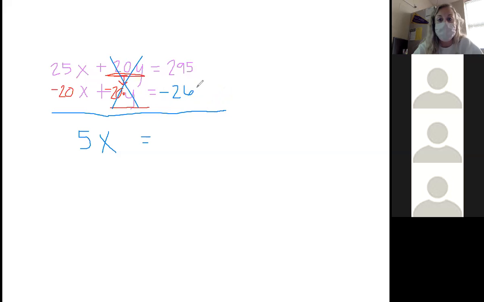So now when I subtract these, what's 295 minus 260? 35. Good. This is how he got 7. I'm so proud of you. Divide by 5, not what you had. You put the 7 in the equation. That boy was over here solving.